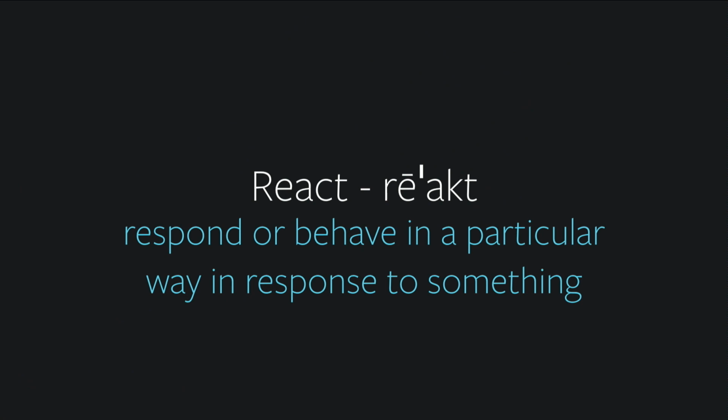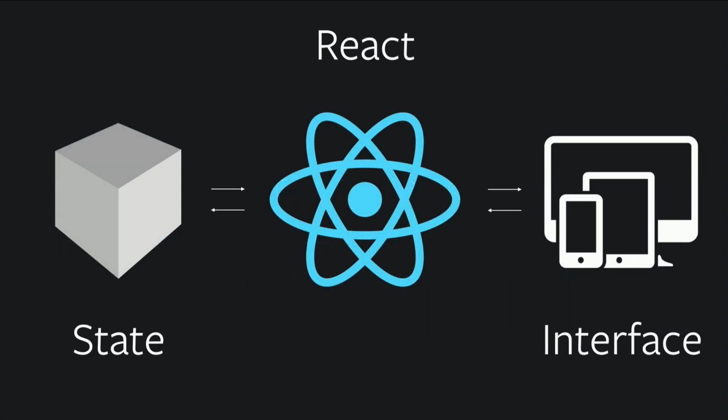I'm going to be talking about using React on your source code, or in the context of your code, particularly in the context of a tool I built called React Sorcerer, which is effectively a linting framework built in React. The definition of react is to respond or behave in a particular way in response to something else, right? Normally, this looks like React sitting in between your state and your interface, keeping your interface up to date and responding to your interface to keep your state up to date.